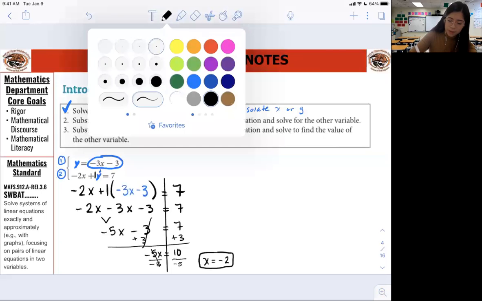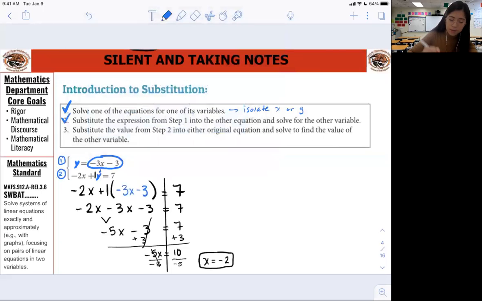Step 2 complete. What do I do now? Now that I got my value for x, what do I do with it? Plug it into the slope intercept. Do you mean equation number 1 or number 2? Number 1. So I go back into equation number 1.